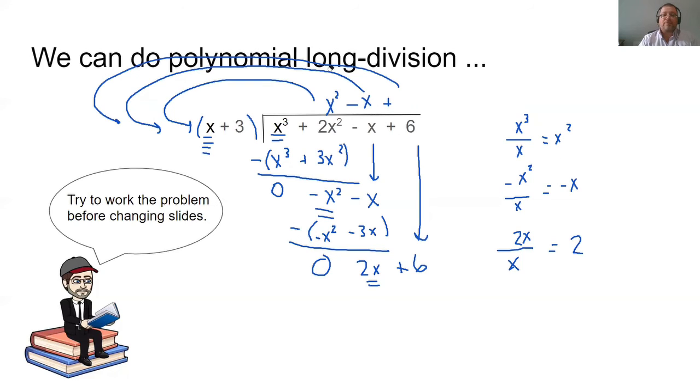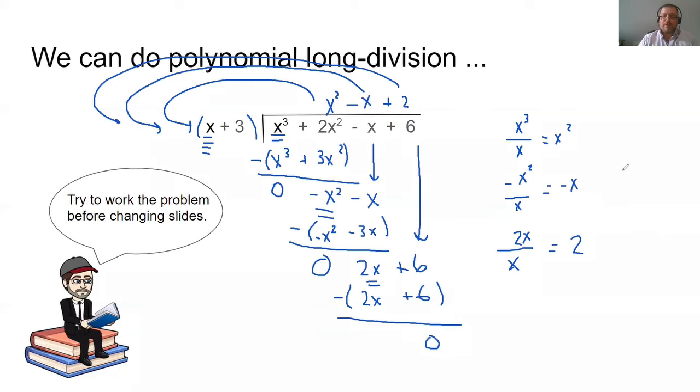We make mistakes. We all do. So I'll put a 2 up there now. 2 times x is 2x. Now notice it because it wasn't the same thing. See, it happens sometimes. These have to be the same thing if you've done it correctly. 2 times 3 is 6. I put my parentheses, minus, and I get 0 remainder.